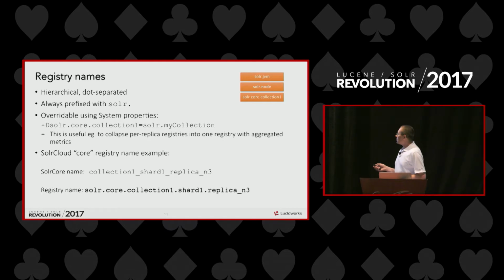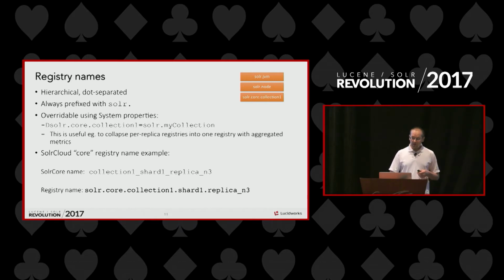So, for example, if you have a Solr core name like this, this is a SolrCloud name. SolrCloud tends to create these complex-looking core names. So we have collection1_shard1_replica_n3. Then the corresponding registry name is dot separated. You could say that's a simple regex replacement, but it's not. It actually knows how these things logically relate to each other and builds this based on the logical relationships of collection to a shard to a replica name.